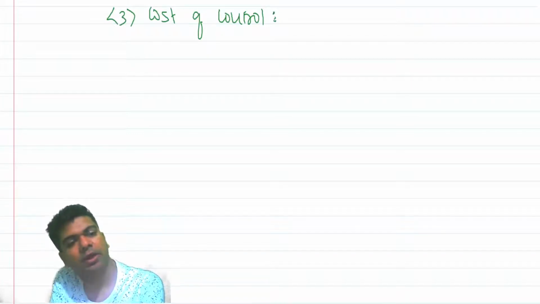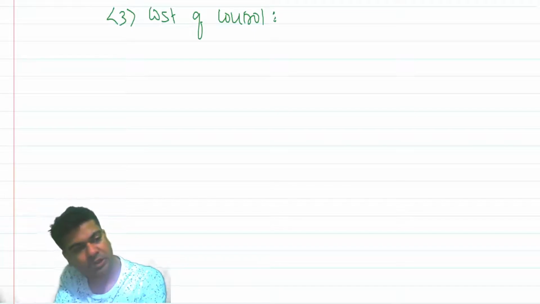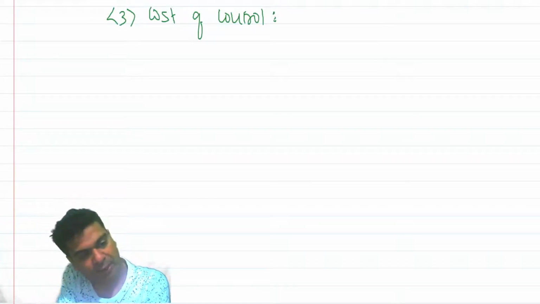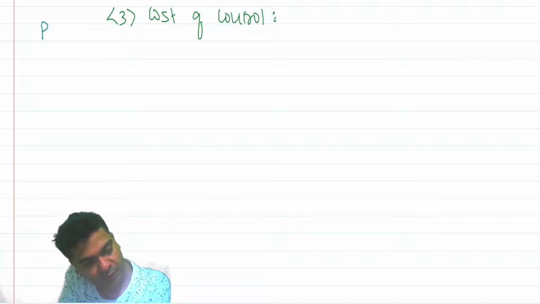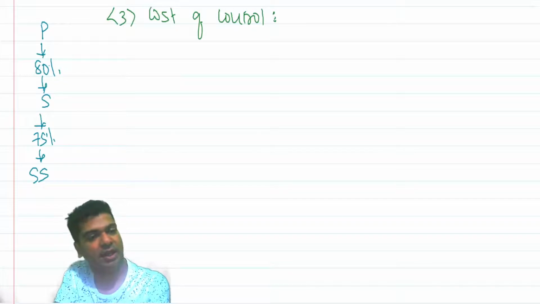Now, when you are calculating the cost of control, you will have to give due importance to the holding structure. On the side, I am again plotting the holding structure. P Limited has 80% shares in S and S has 75% shares in SS, right? This is the holding structure which they have given.